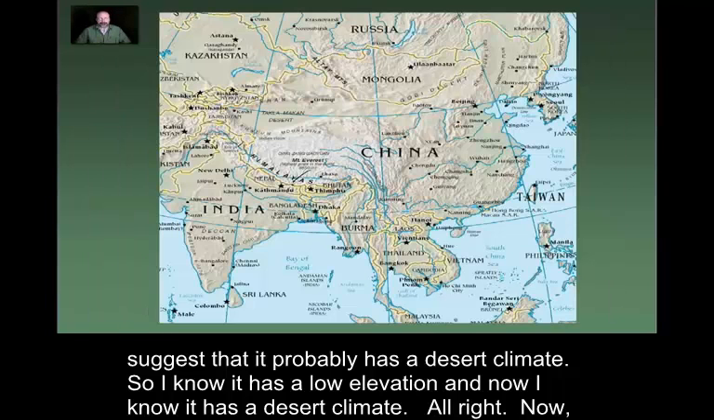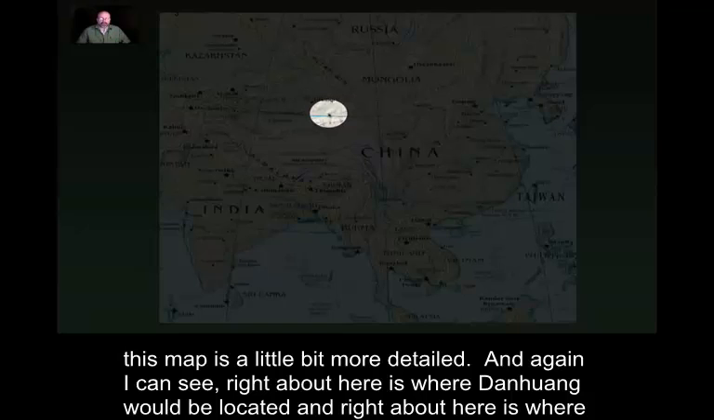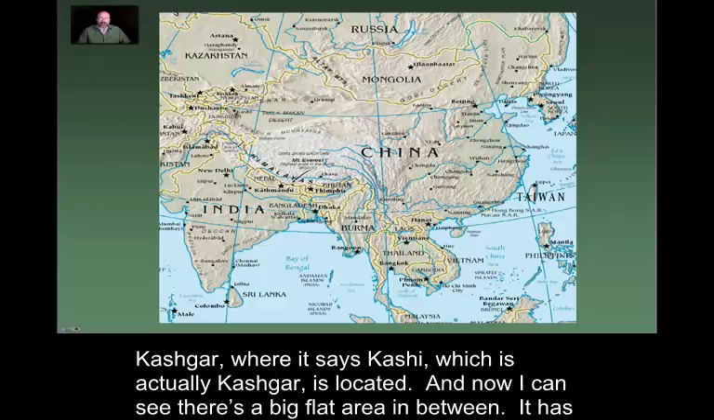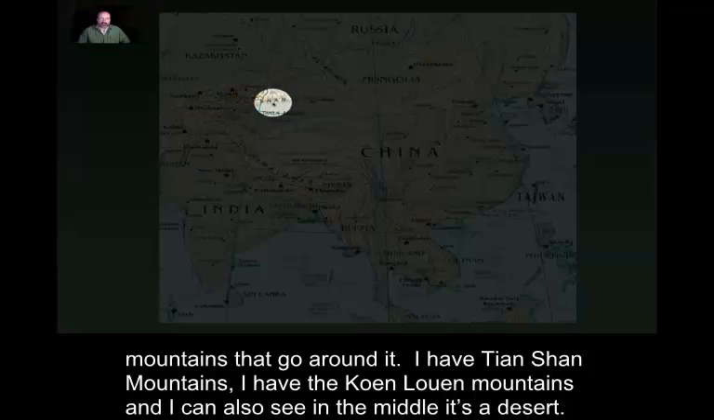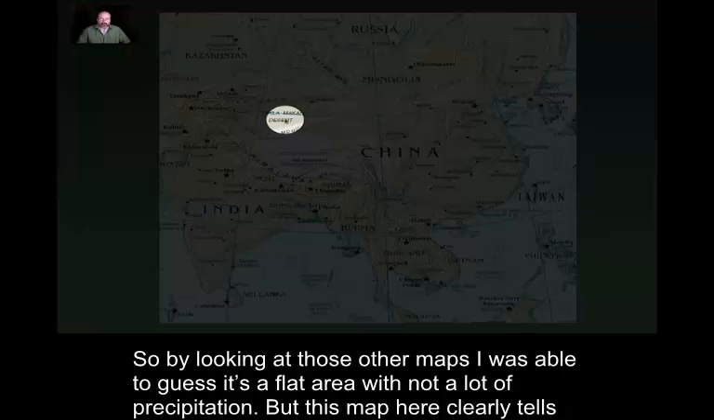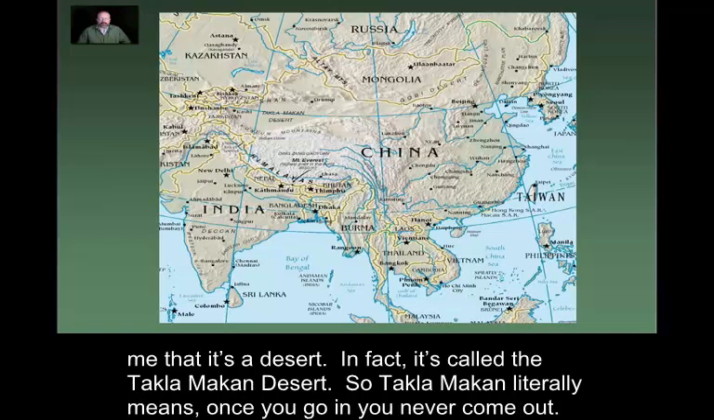All right. Now this map is a little bit more detailed, and again I can see that right about here is where Donghuang would be located, and right about here is where Kashgar, where it says Kashi, which is actually Kashgar, is located. And now I can see there's a big flat area in between. It has mountains that go around it, right? I have the Tian Shan Mountains, I have the Kunlun Mountains, and I can also see that in the middle it's a desert. So by looking at those other maps, I was able to guess that it's a flat area with not a lot of precipitation. But this map here clearly tells me that it's a desert.